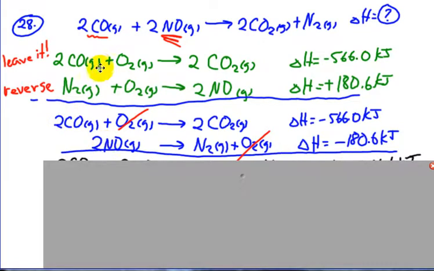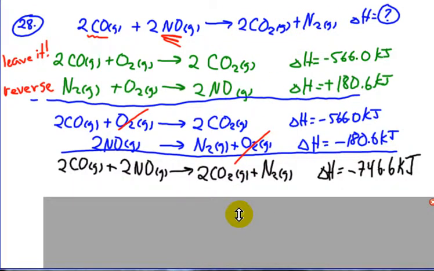2CO plus 2NO yields 2CO2 plus N2. There it is, so we're good. And then Hess's law says that if we can add up those equations to get the overall equation, then simply add up the enthalpies, and that'll be the enthalpy of the original question. So negative 566 and negative 180 gives us negative 746.6.